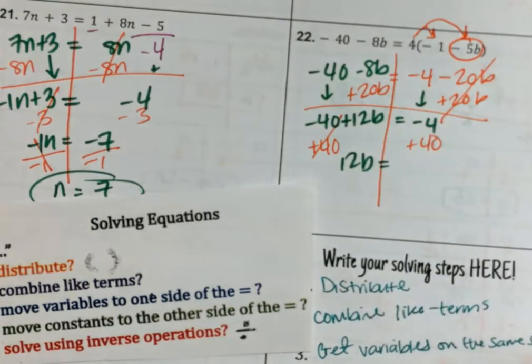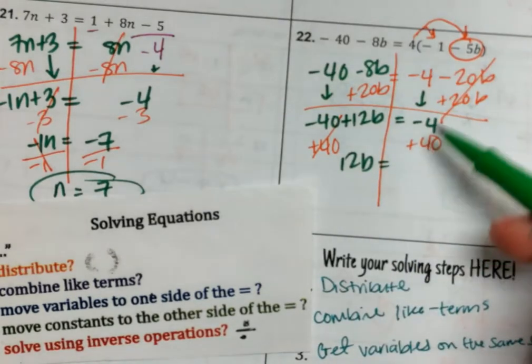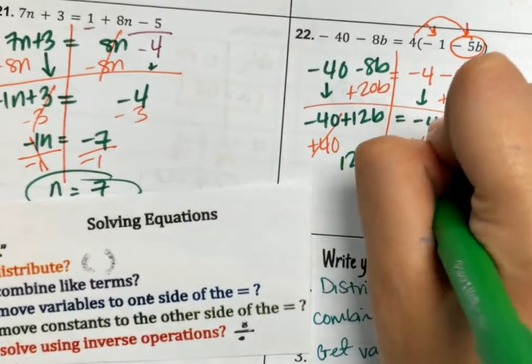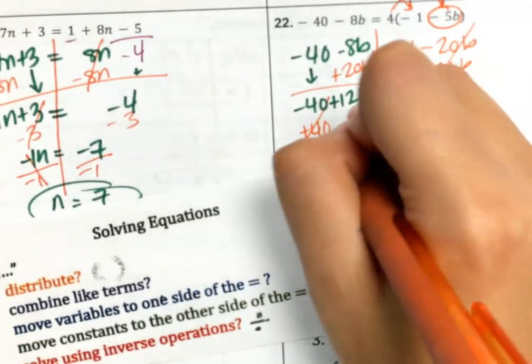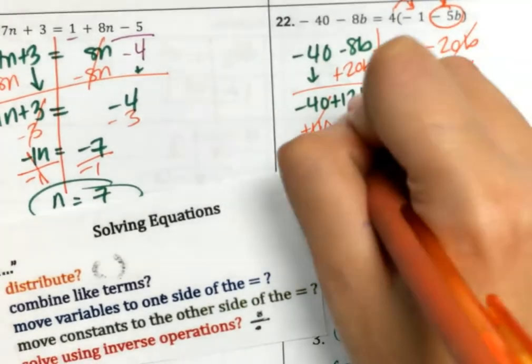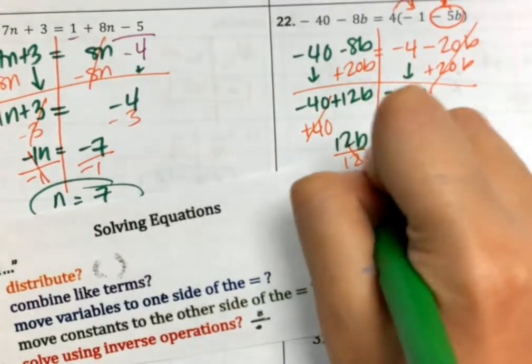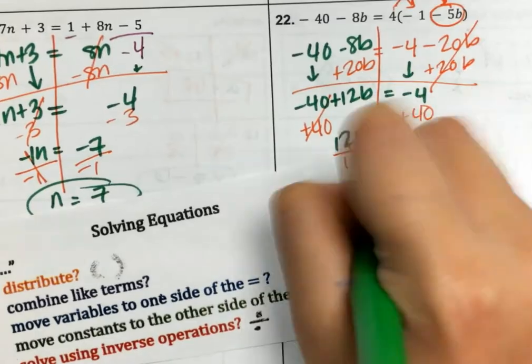equals negative 40 plus 40, same thing. You can read it as 40 minus 4, which is 36. So I have to undo the 12 times b, so I'm going to divide both sides by 12. And you get b equals 4.